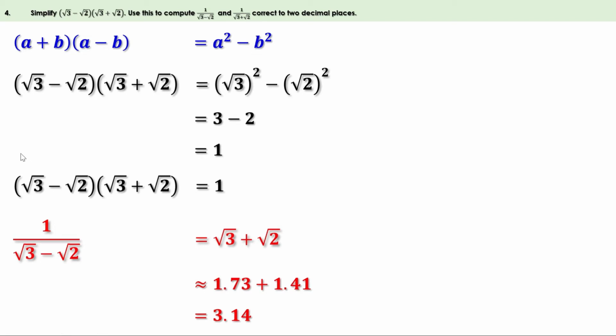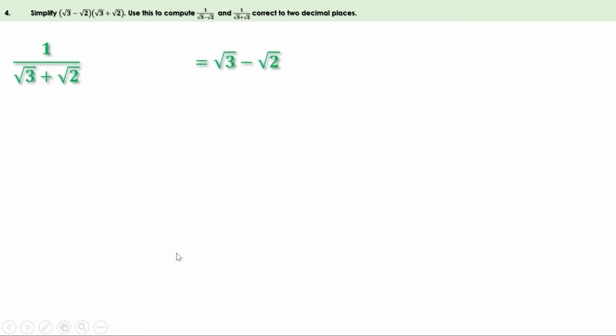We have seen that (√3 − √2)(√3 + √2) = 1. Let us take √3 + √2 to the other side. Then we get √3 − √2 = 1/(√3 + √2), or 1/(√3 + √2) = √3 − √2.